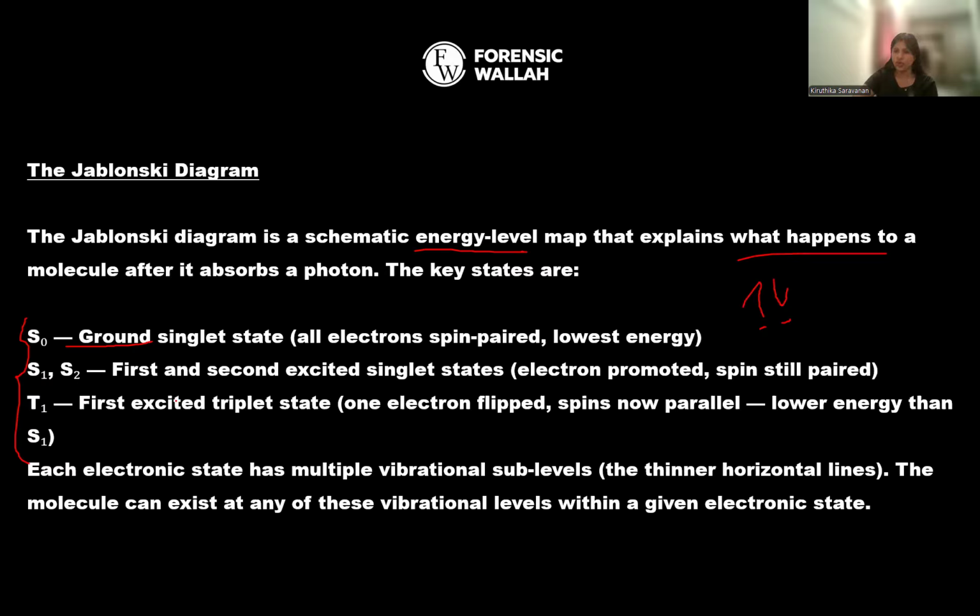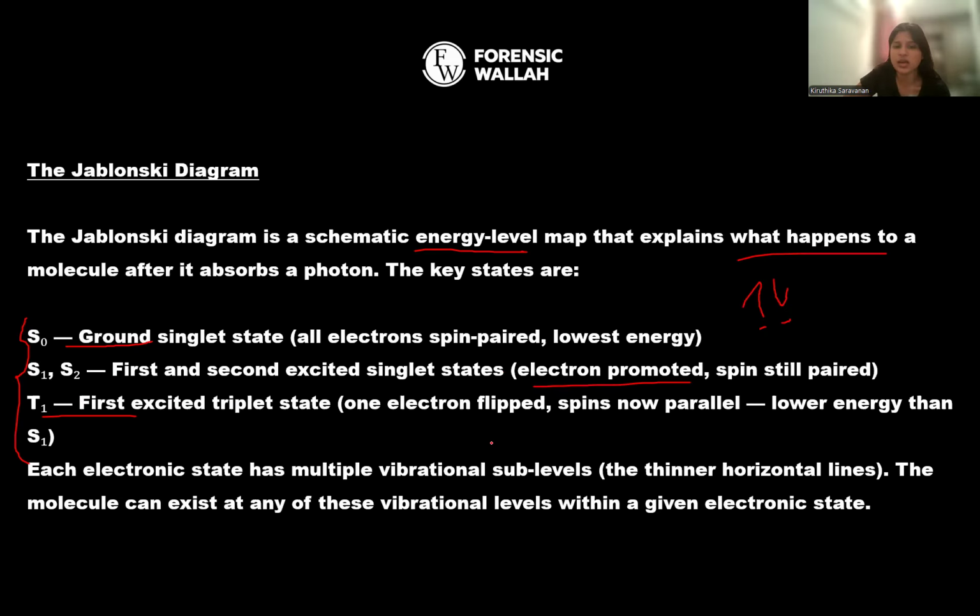Then they absorb a photon and move from S naught to S1 and then to S2. S1 is the first excited singlet state and S2 is the second excited singlet state. Here also the electron spins are still paired. Clear? And then comes T1, the first excited triplet state.